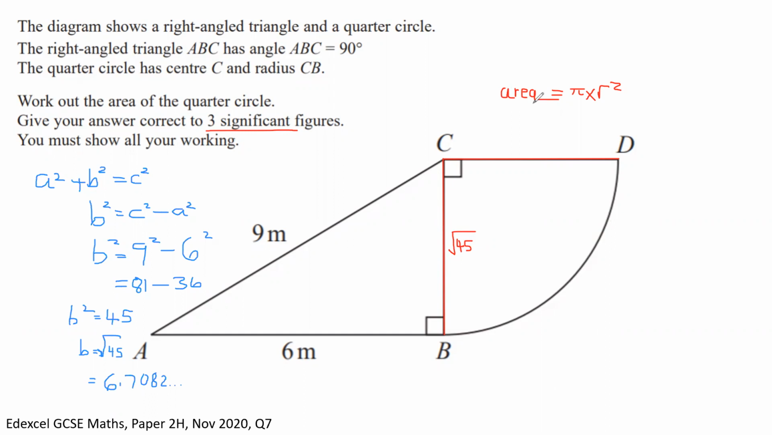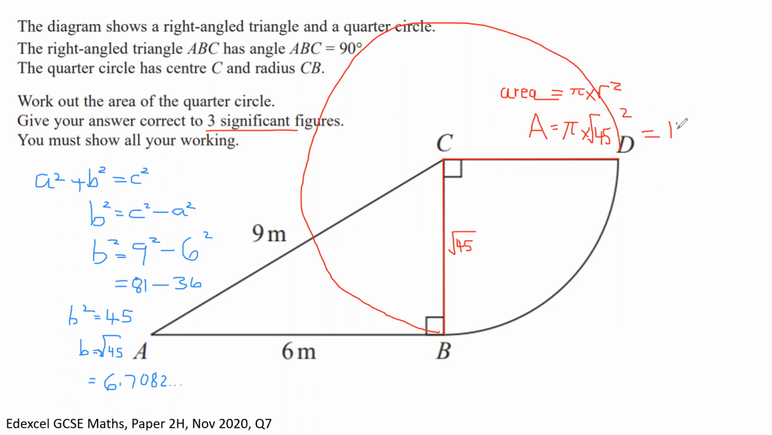So we're now going to go back to the area of the circle. We know that this area, the area of the whole circle, so that would be like if this was coming all the way around here, the area is pi times root 45 squared, or pi times 6.7082, etc., squared. And this is a calculator paper, so I suggest that at this point you put this into your calculator, and what you get from that is 141.4.